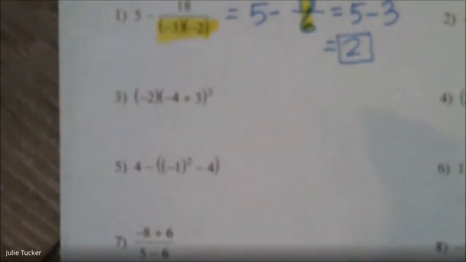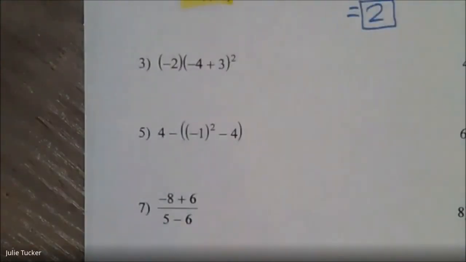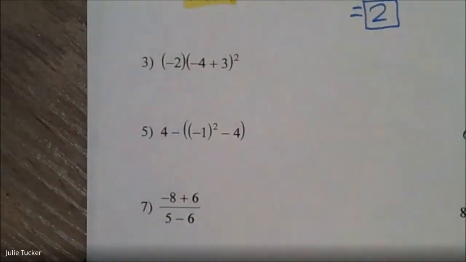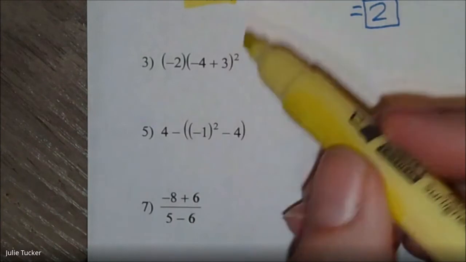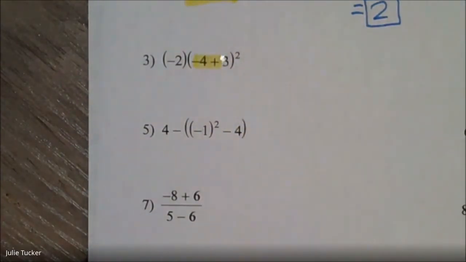All right, so, oh goodness, we got blurry. Hold on. There we go. Oh, it went out of focus again. Here it comes. So in this one, we do have an expression inside of the parentheses to do first. So we need to do that first. So what is -4 plus 3?